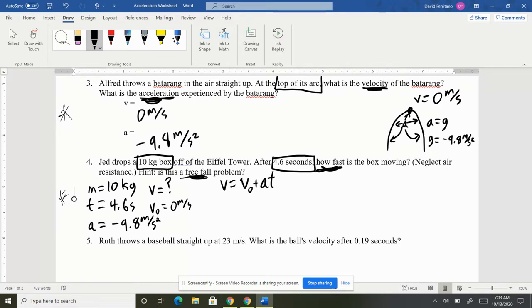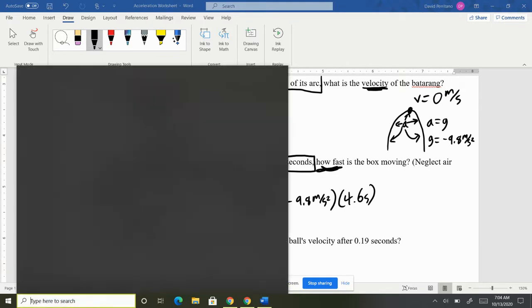And this is all good work to be showing. Notice something that's not included in this equation. Mass. Mass was extra information. We don't need to know that in order to use this equation. We can go ahead and plug in everything. 0 meters per second for the initial velocity. Negative 9.8 meters per second squared for the acceleration. And 4.6 seconds for our time. 0 here doesn't matter, right? And it's just negative 9.8 meters per second squared times 4.6 seconds, which means I need a calculator.